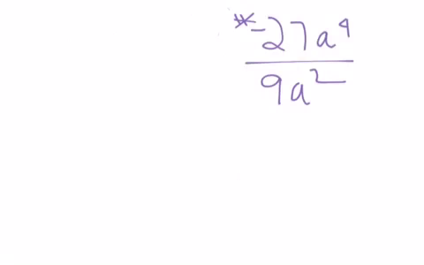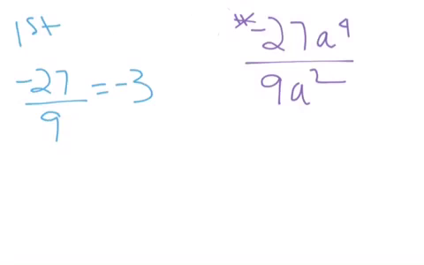Now, your very first step when you're dividing monomials is to take care of the numbers first. So this is saying negative 27 over 9, which is saying negative 27 divided by 9, which is going to give us a negative 3. Okay. Then we deal with our variables and our exponents. So we have a to the fourth over a to the second.